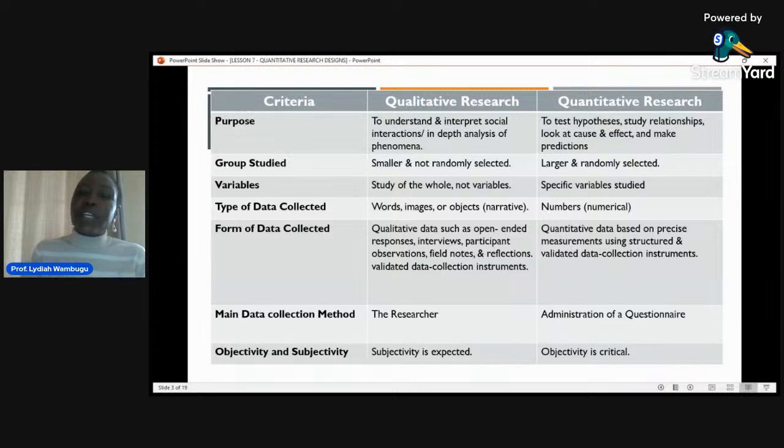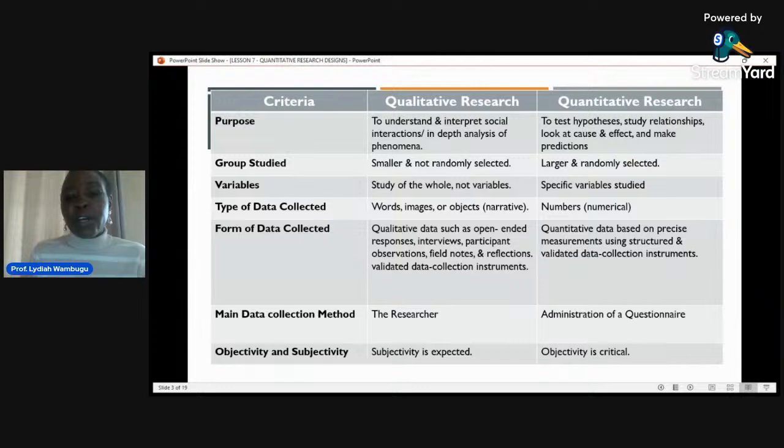That is why we said it is objective, and then this other one is subjective. You know, reality is subjective, the other one is objective. So if you look at a design like biography, you are studying the person. Ethnography, studying a community, a culture. So you study it in whole. But when we come to the quantitative designs that we are going to discuss, you pick specific variables.